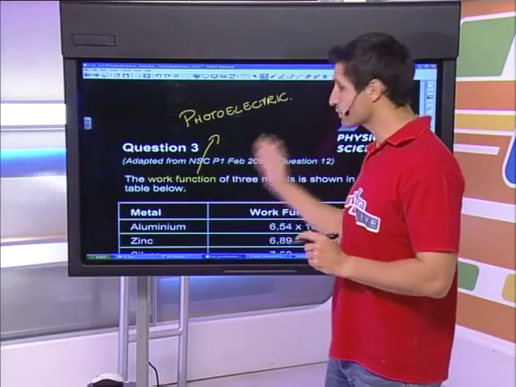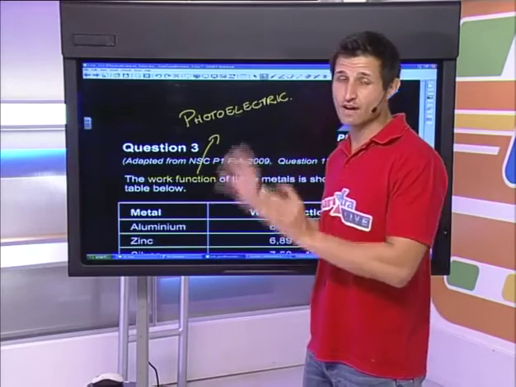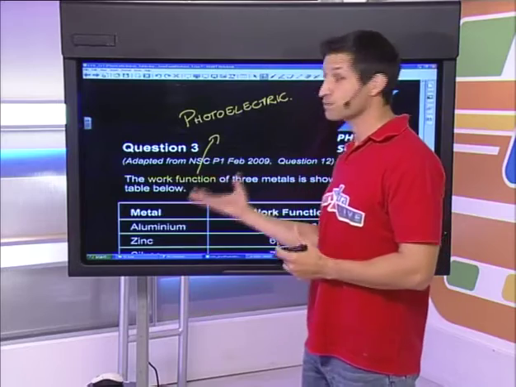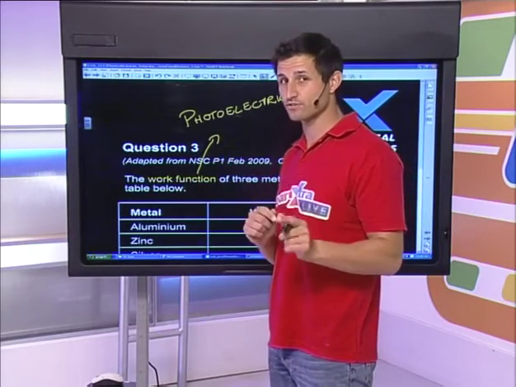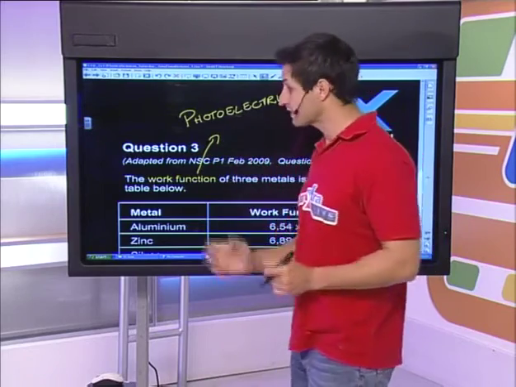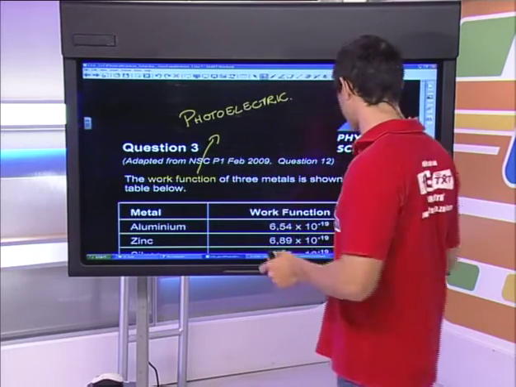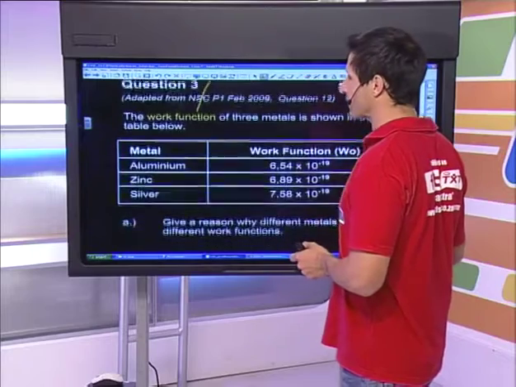This was also the reason that in 1905 Einstein won the Nobel Prize, due to his work on the photoelectric effect. Basically, he proved that light was also made up of particles as well as being a wave. That's one of the potential exam questions. So let's look at our photoelectric effect.